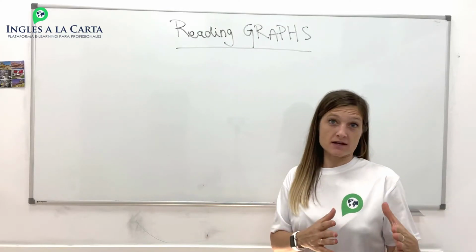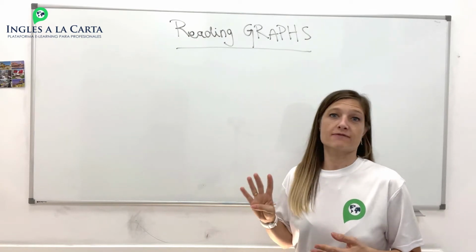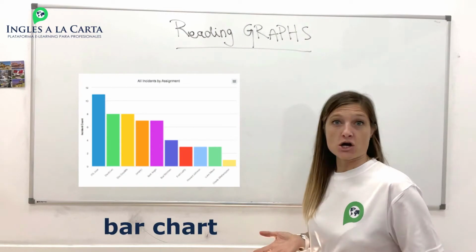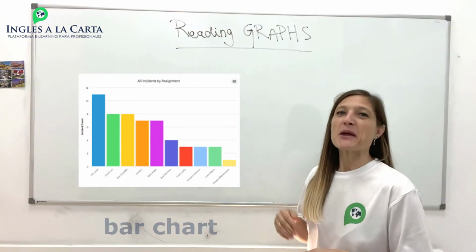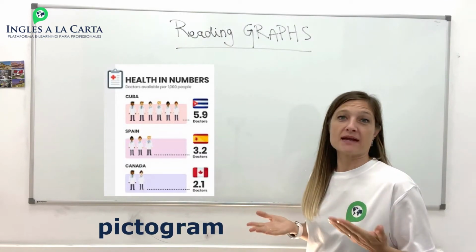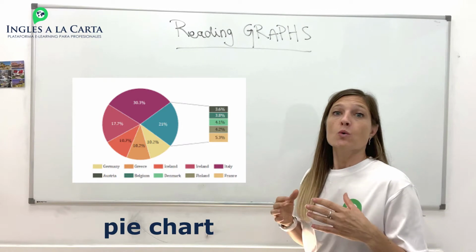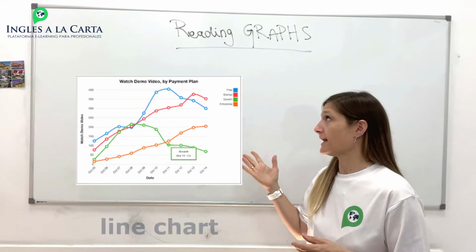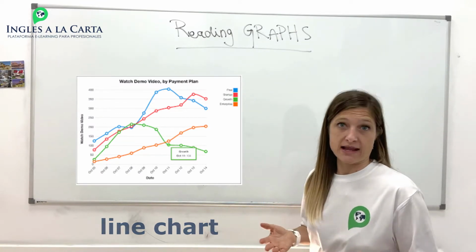First things first. We're going to learn how to name 4 different kinds of charts. We have the bar chart, which uses bars, as you can notice. Pictogram, which is made up of drawings. Then we have the pie chart, which is like a pie or a cake. And then finally we have the line chart, which is made up of dots connected with lines.